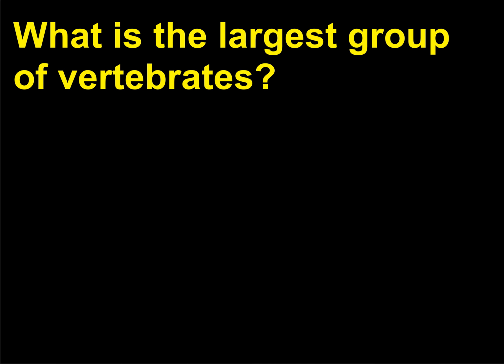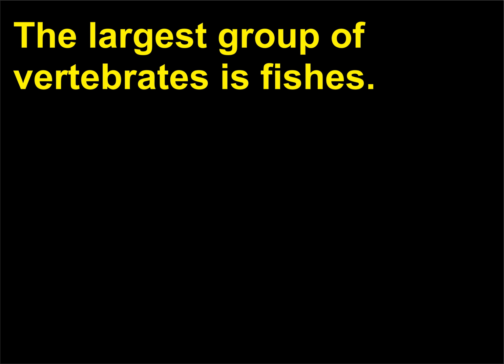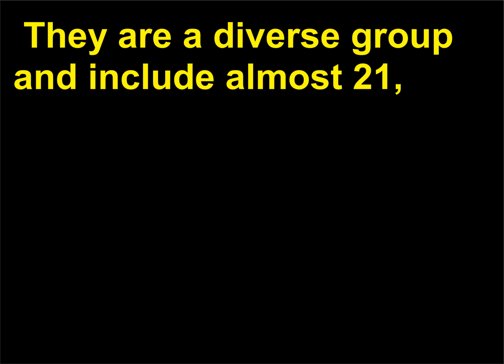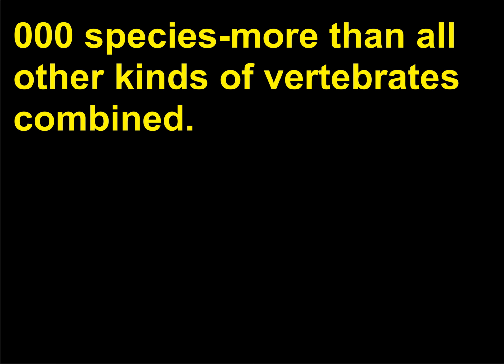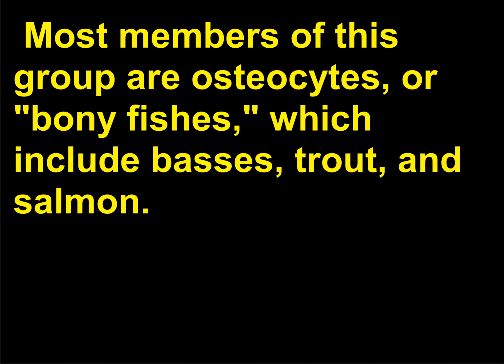What is the largest group of vertebrates? The largest group of vertebrates is fishes. They are a diverse group and include almost 21,000 species, more than all other kinds of vertebrates combined. Most members of this group are osteichthyes, or bony fishes, which include bass, trout, and salmon.